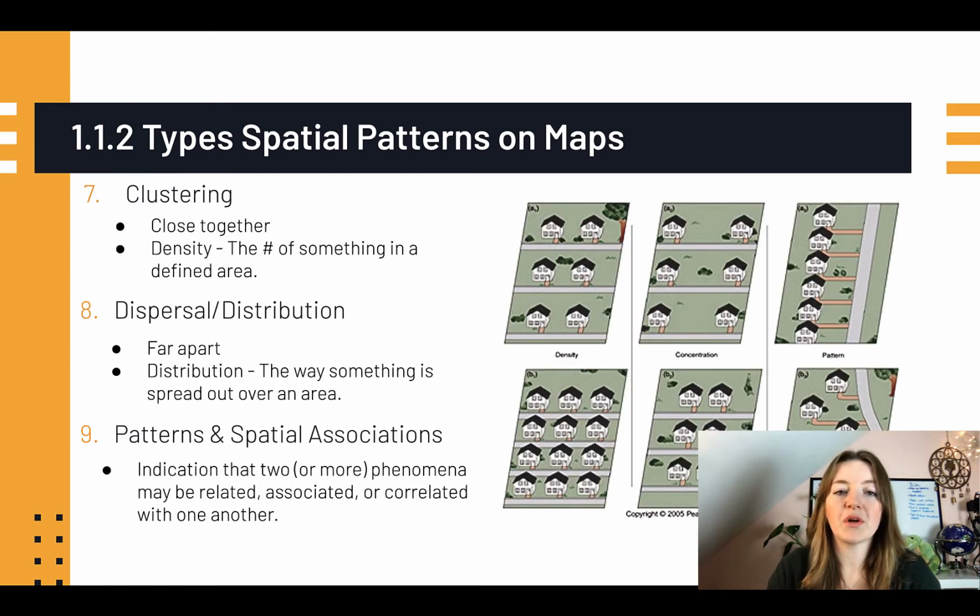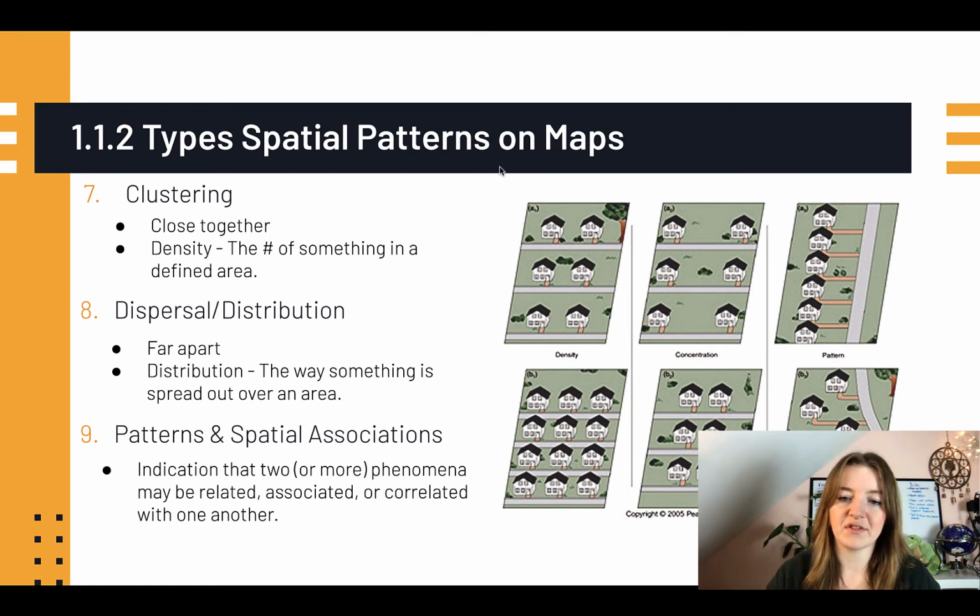So we want to look at, again, spatial patterns. Spatial just means space. So spatial patterns, how is something laid out in a space? First off, we're looking at clustering. When you have a whole bunch of things really close together, that's called clustering. It's related to density. So density would be the number of something in a defined area.